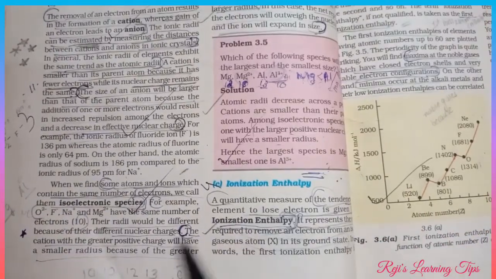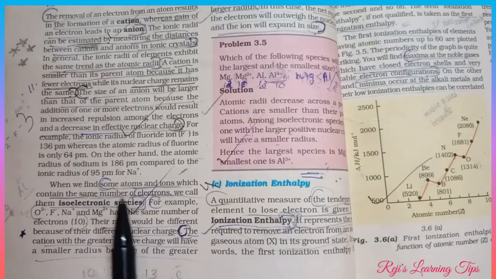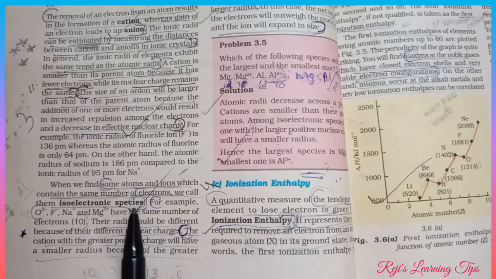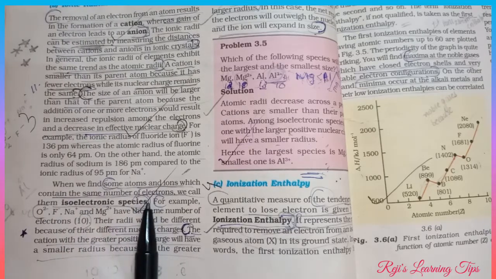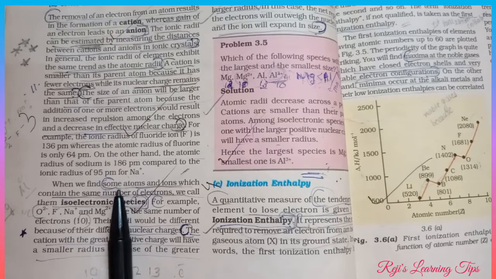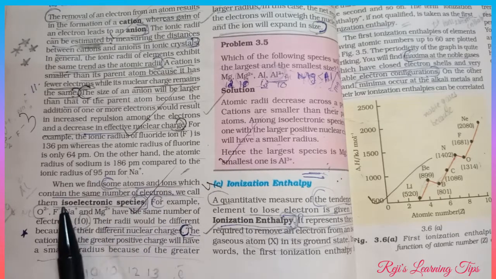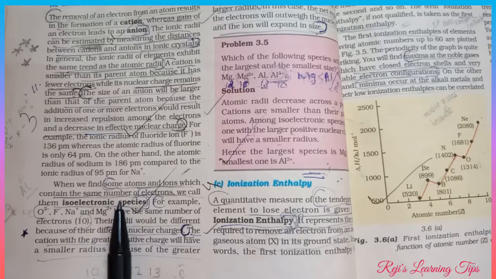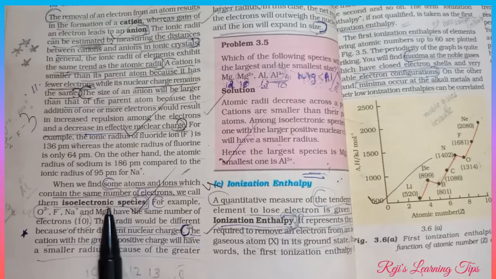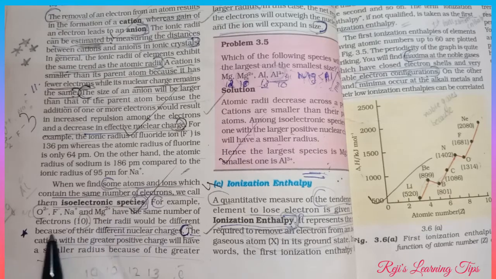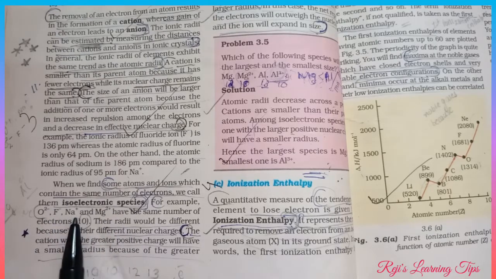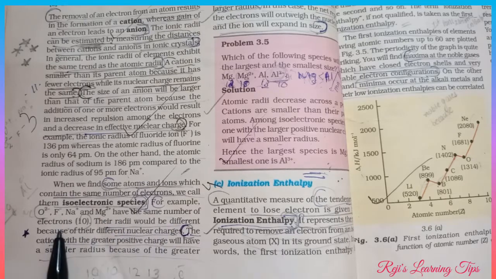When we find some atoms and ions which contain the same number of electrons, we call them isoelectronic species. What is isoelectronic species? Isoelectronic species means some atoms and ions which contain the same number of electrons. For example, O2 minus, F minus, Na plus, and Mg2 plus have the same number of electrons, that is 10 electrons.